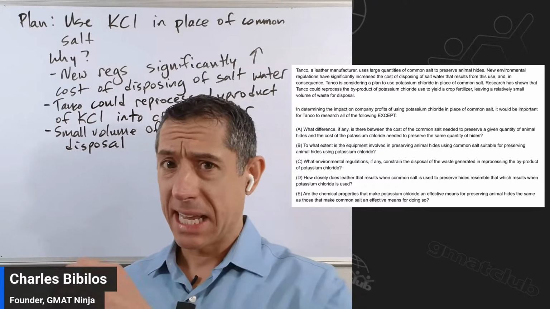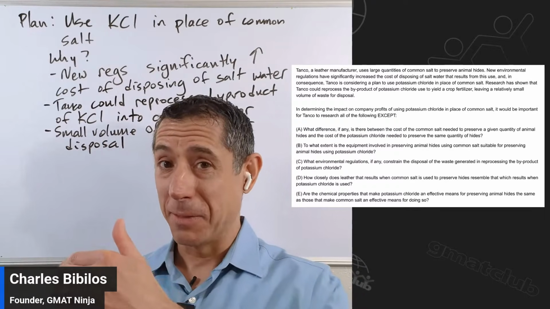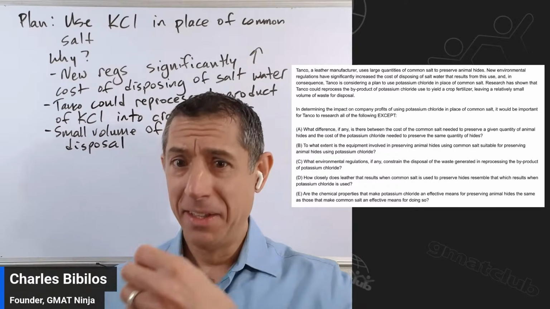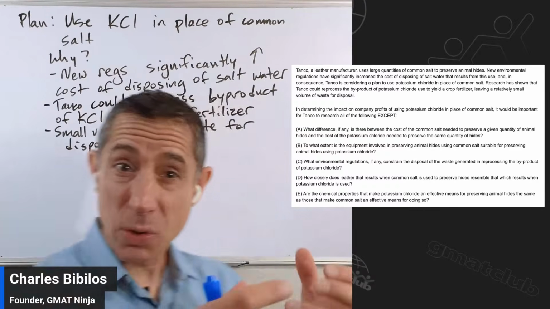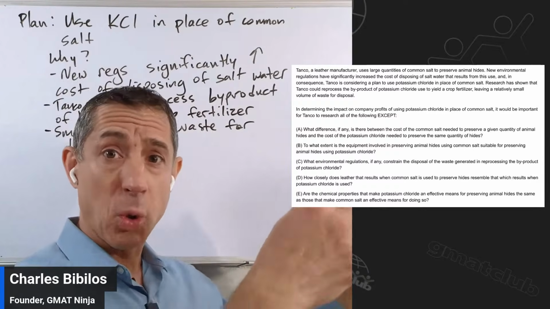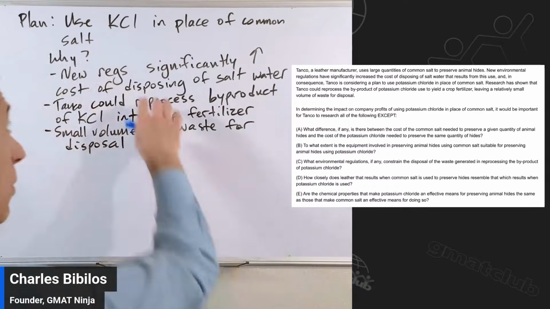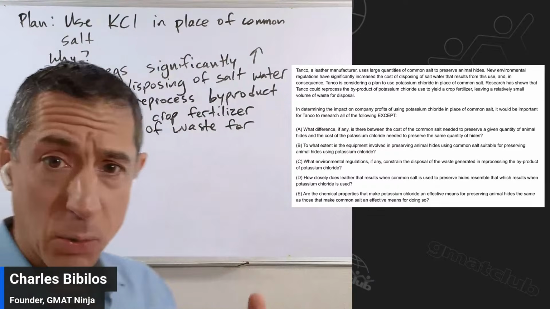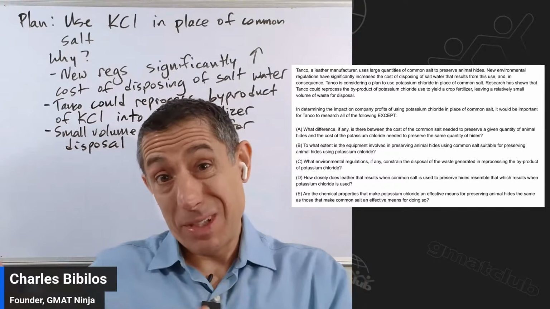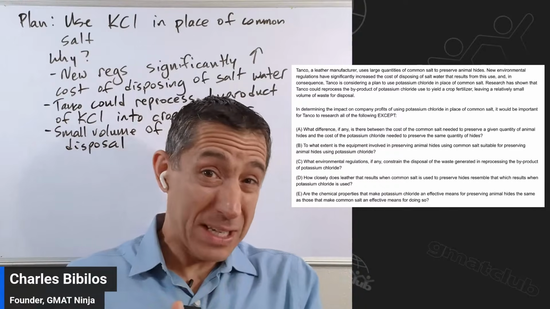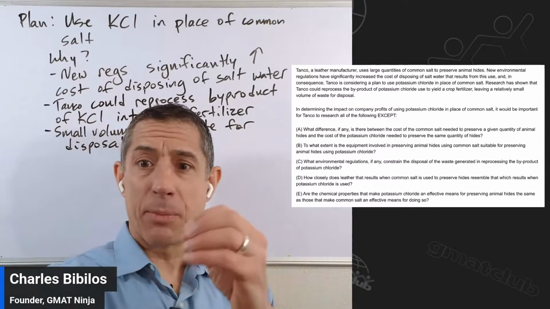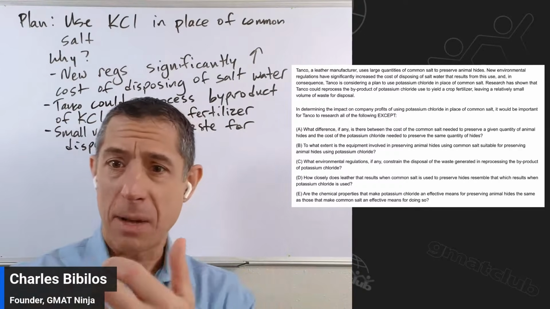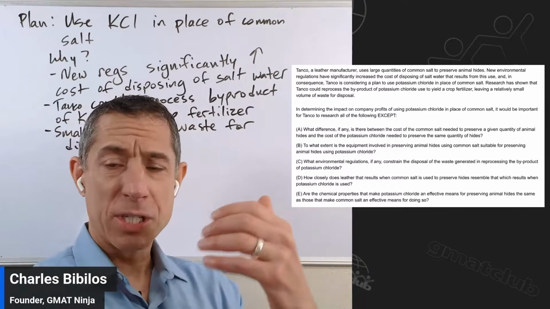Now, what the question is asking us, this is where you have an element that's evaluate the plan. But the question points in the direction of what exactly the goal is. So when we did conventional plan, goal, consequence questions, it was always get the plan, get the goal, their words, not yours. Here, while they're giving you the goal in the question, not in the passage, that's fine. So: in determining the impact on company profits of using potassium chloride in place of common salt, it would be important to research each of the following except.